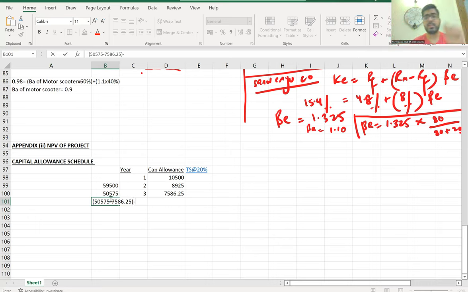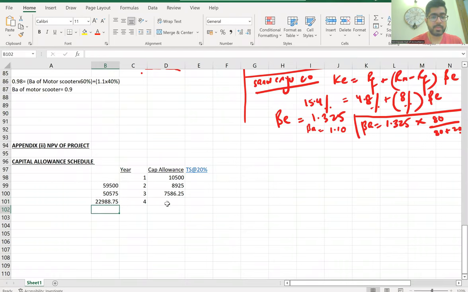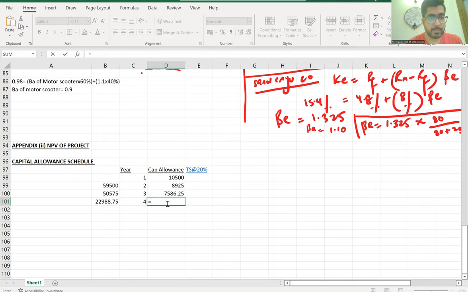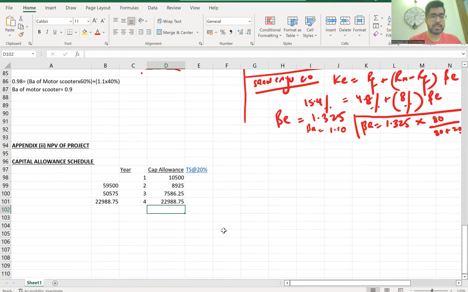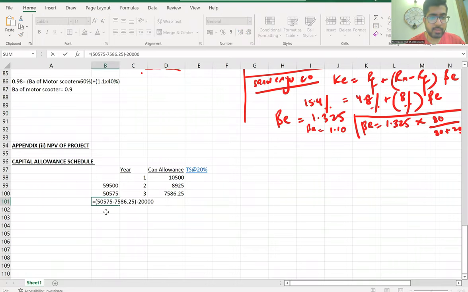But in the last year, there is an inflow as well, the scrap value. So the plant and machinery scrap value is 20,000. We will adjust that. And whatever the leftover figure will be, 22,988, we will charge it in the last year. Okay. So this is the depreciation: net book value times percentage, net book value times percentage. In the last year, find the net book value like this, 50,575 minus the depreciation. Whatever net book value is left, charge it to the last year, but excluding scrap value.